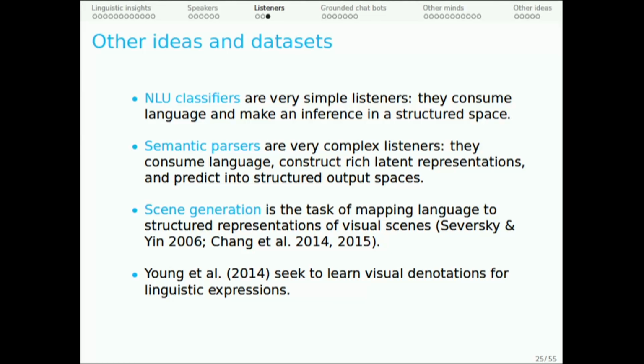And then more keyed into what I just showed you, for example, is scene generation. So the task of mapping from language to structured representation of visual scenes. And here are some papers that do this. A common theme that runs through them is that what you actually do is map from language into an attribute value structure of an image, which then some other process produces, because you kind of need some of these aspects of the highly structured output space to get traction.